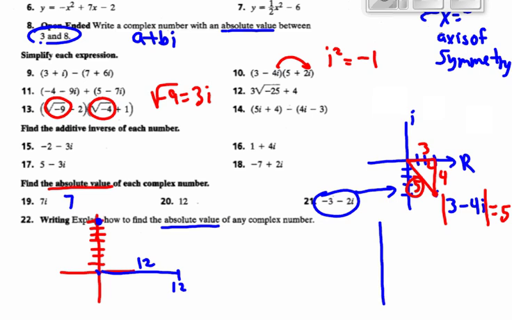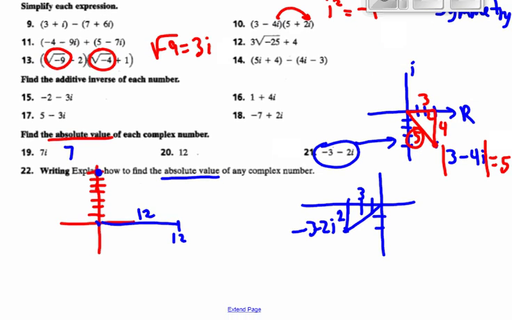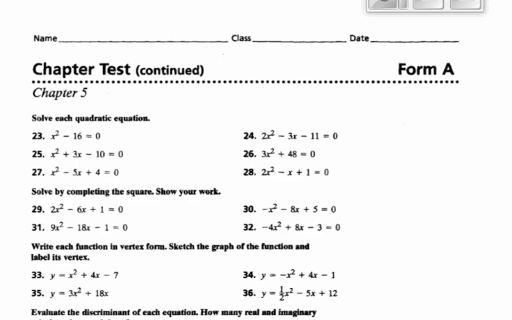This is the only one you have to do any work on where you're plotting like this. So don't forget, that's -3 and -2. That point right there is -3 minus 2i. Okay, so you use Pythagorean theorem or distance formula. I prefer Pythagorean theorem. Okay, and figure out that distance. Leave it as a square root. Okay, it didn't tell you to round. All right, next page.